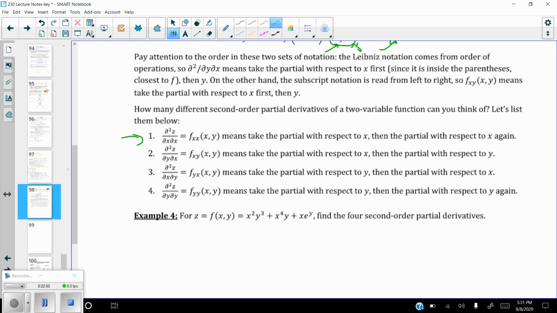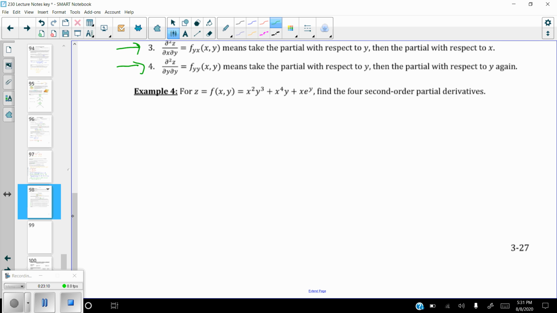That's that one. You can do the derivative with respect to x first and then with respect to y. That one. You can do the derivative of y first, then with respect to x. Or you could do the derivative with respect to y and then y again. So there's really 4 different possibilities.